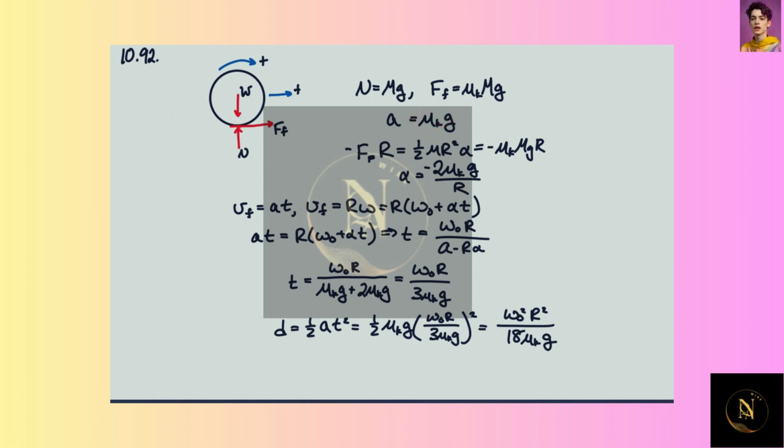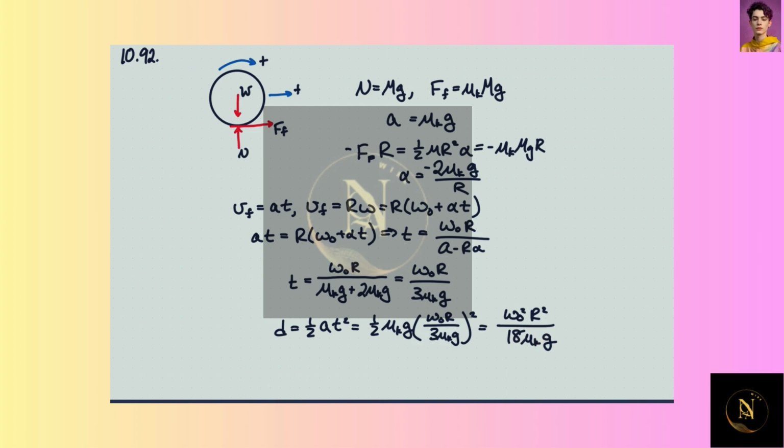All right, so they ask us how far will it go? Well, we know that the distance that it goes is just 1/2 times the acceleration times t squared, because it initially started with 0 linear velocity. We know a from here, and we know t from here, so we can plug everything in, and we get d equals omega naught squared times r squared all over 18 mu k times g.